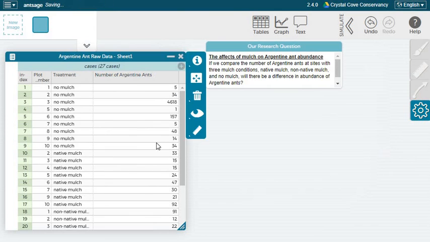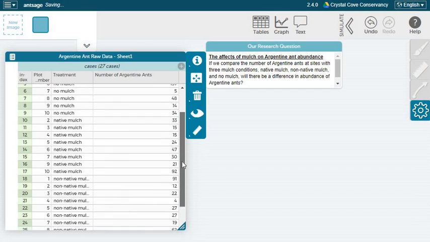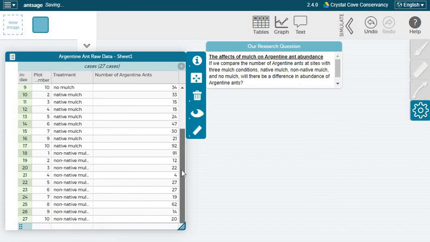All right, so it will be your job to take a look at the actual data recently from winter and figure out if there was a difference in Argentine ant abundance between our plots then, and if those differences were likely to be significant.